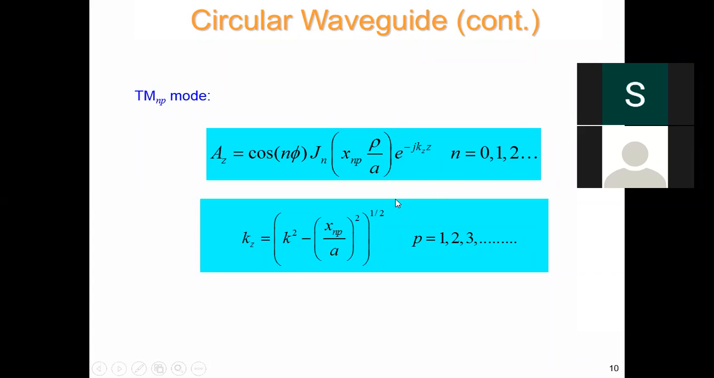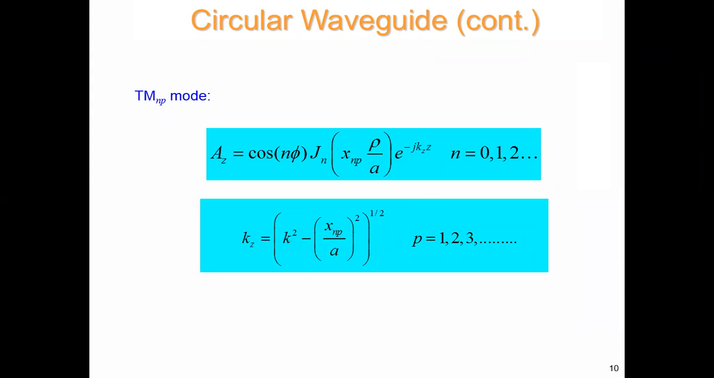If this is the root, you can take, no need to write here the 1 by 2, otherwise directly you can take root of k square minus of this n p divided by a, of whole square. So in this way we can write all these expressions, which are required to simplify the numerical while you are going to solve.